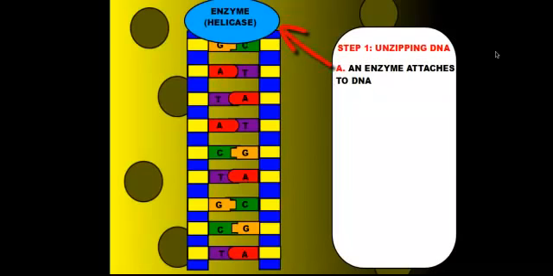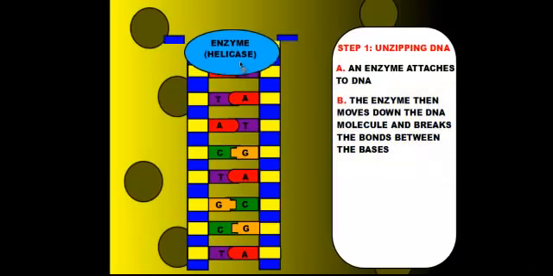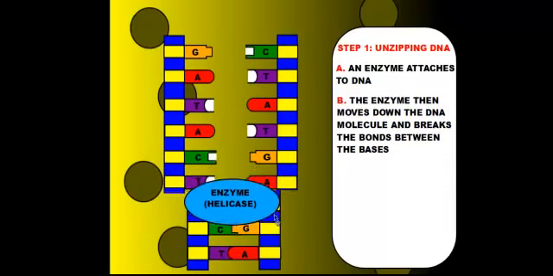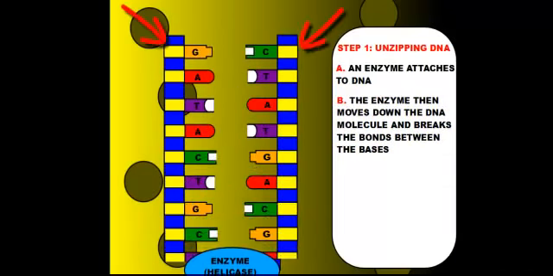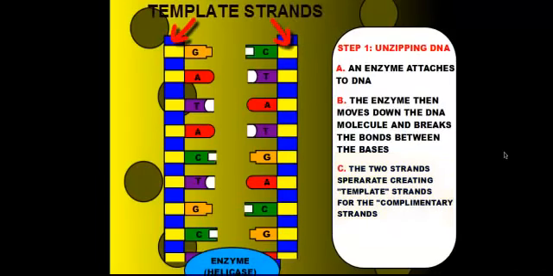And what helicase is going to do is it's going to move down the DNA structure and break the bonds that hold the guanines and cytosines together and the adenines and thymines. So it's going to look something like this. As you can see, the two halves of the DNA have now been separated and they've now been split. What we now have are what are called template strands. So the two strands that remain are called the template strands. They are the patterns that are going to be used to create identical copies of the DNA molecules.